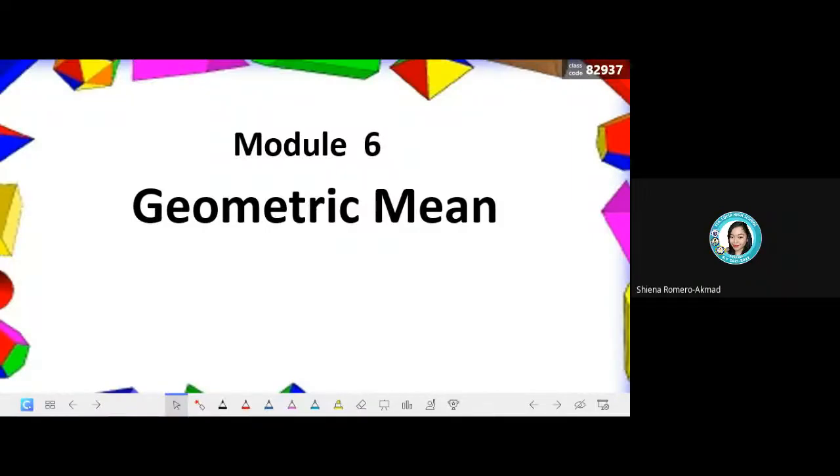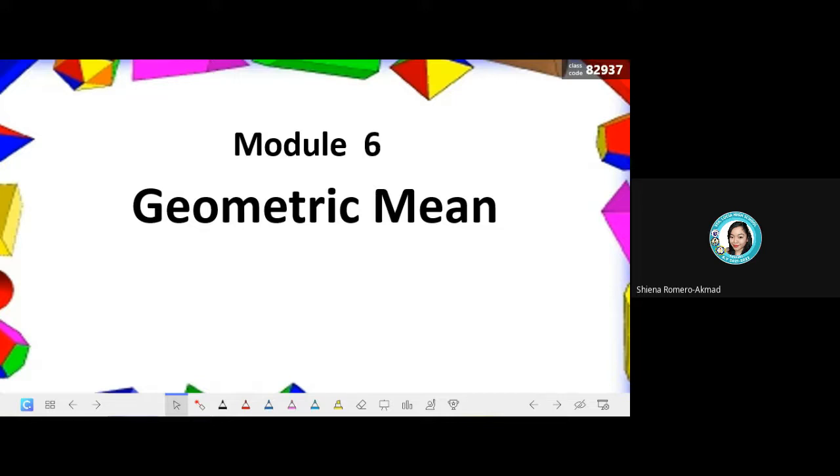So just like arithmetic sequence, di ba? We have the arithmetic sequence, and in arithmetic sequence, what we did is we look for the next terms using a formula, and then we look for the difference using a formula also. So that's why we are able to find the arithmetic mean. And of course, we look for the sum of the terms, meaning we use the formula for arithmetic series.